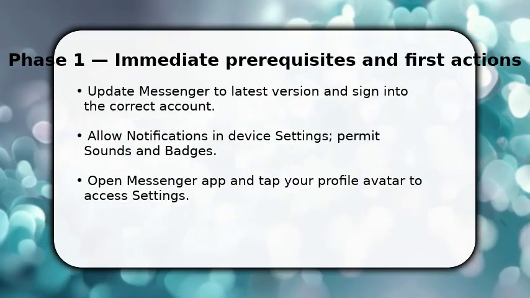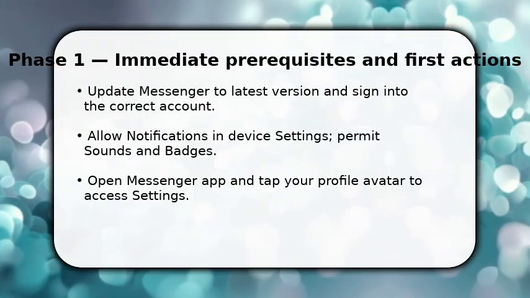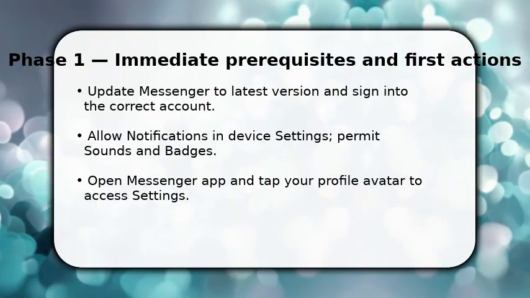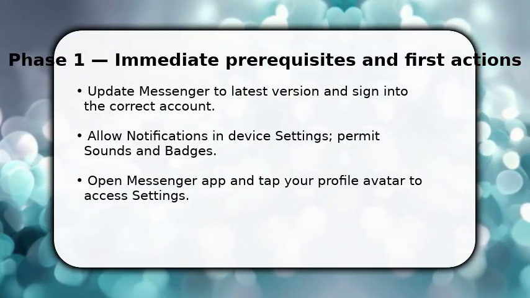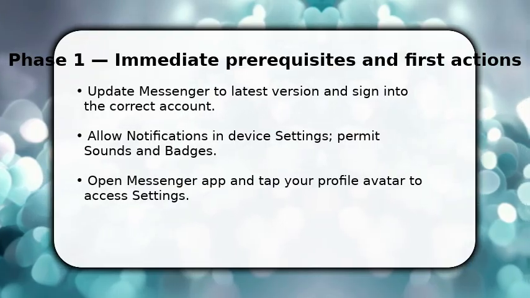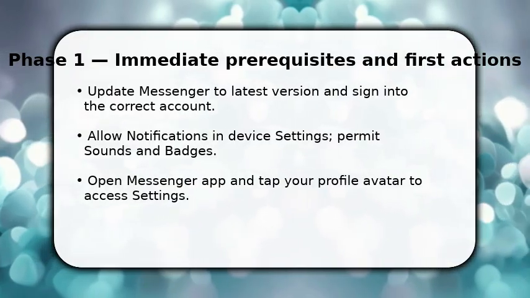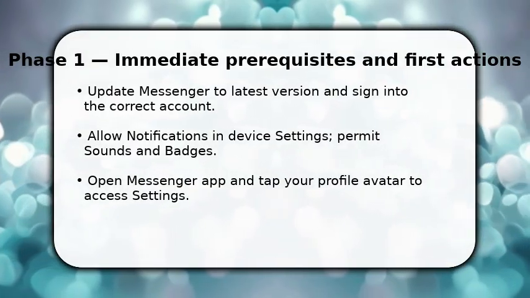Now open the app, tap your profile avatar at top left, and look for settings. This is where notification controls live. Do this first so the options you change actually take effect, and we can move directly into sound choices.